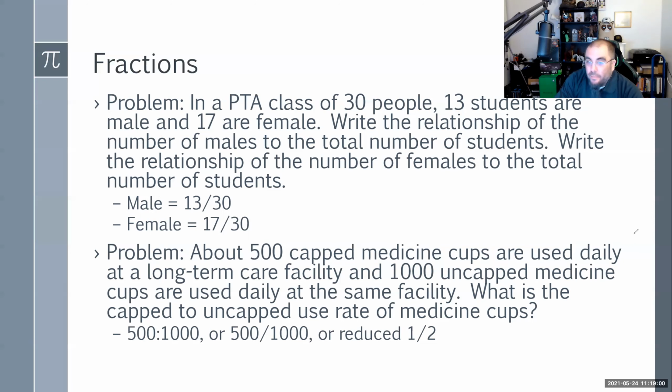So we got a question down here about 500 capped medicine cups used daily in a long-term facility, and 1,000 uncapped medicine cups used daily at the same facility. What is the capped to uncapped reuse rate? So if we use 500 of them and 1,000 of those, we have 500 to 1,000, or 500 over 1,000, but we can reduce that to 5 over 10, or 1/2. So that means for every 1 capped medicine cup that's used, 2 uncapped medicine cups are used.